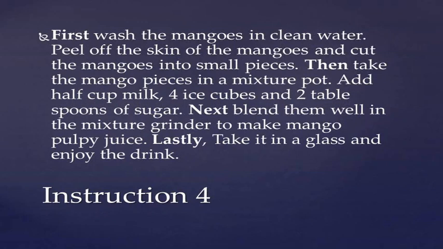Look at this. First, wash the mangoes in clean water. Peel off the skin of the mangoes and cut the mangoes into small pieces. Then take the mango pieces in a mixer pot. Add half a cup of milk, 4 ice cubes and 2 tablespoons of sugar. Next, blend them well in the mixer grinder and make mango pulpy juice. Lastly, take it in a glass and enjoy the drink. Wow, what a wonderful way of giving instructions to make mango juice.